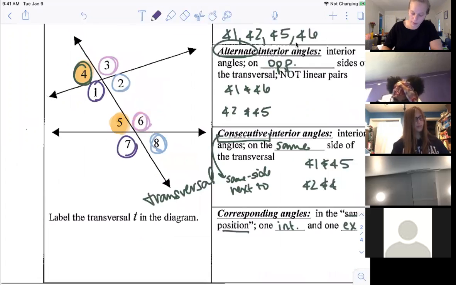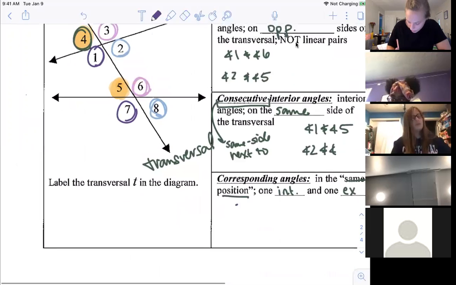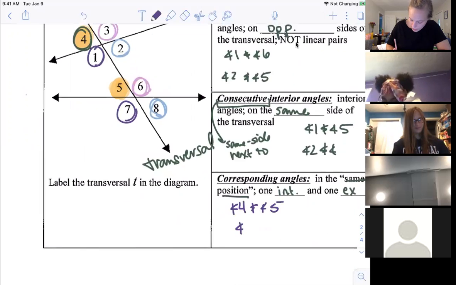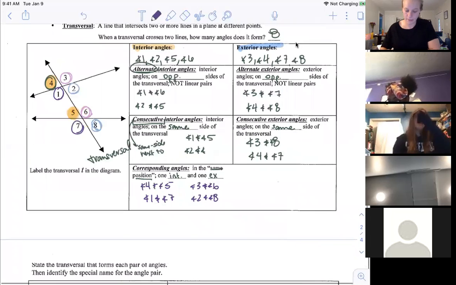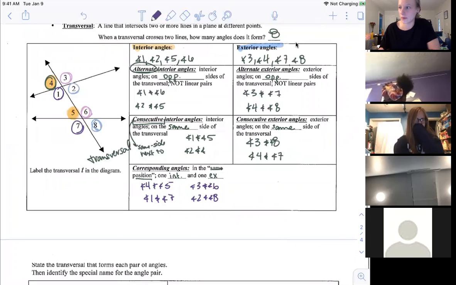All right, let me go write all my pairs down here. I had 4 and 7. Nope, I didn't have 4 and 7. I had 4 and 5. I had 1 and 7. There we go. And then I had 3 and 6. And I had 2 and 8. All right. Okay, any questions on what we've done so far?